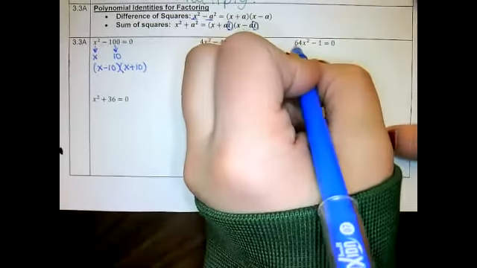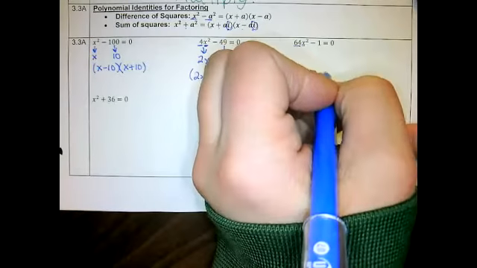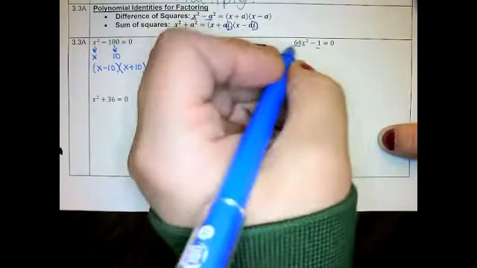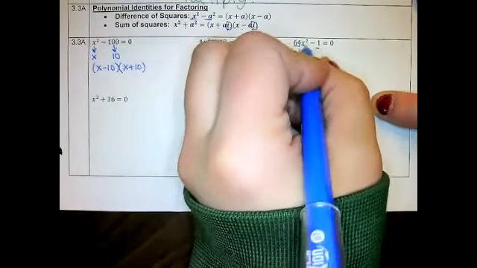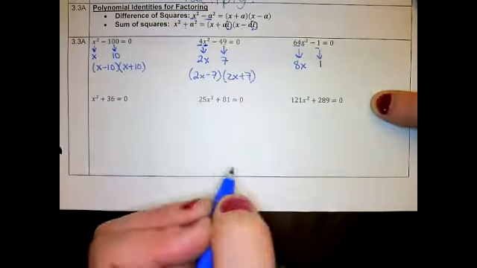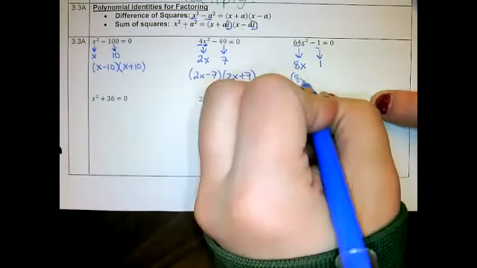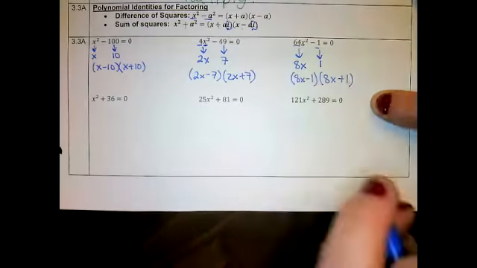So the next one, 64 is a perfect square, x squared is a perfect square, and 1 is a perfect square. So the square root of 64 is 8, the square root of x squared is x, and the square root of 1 is 1. So my answer then is going to be 8x minus 1 and 8x plus 1.